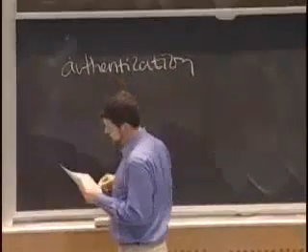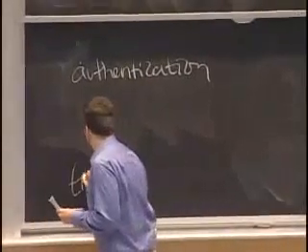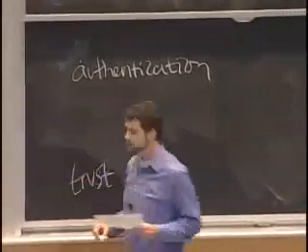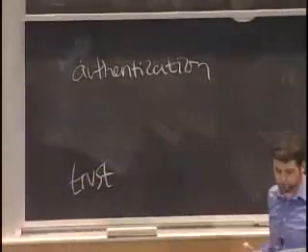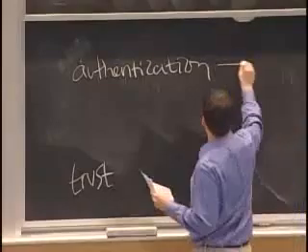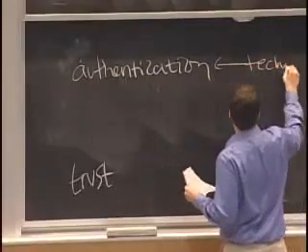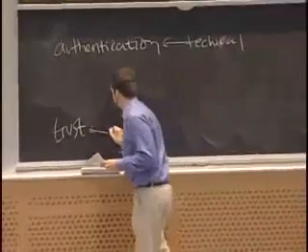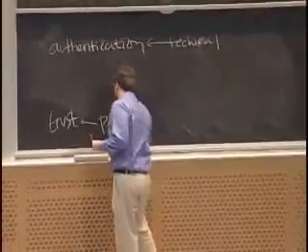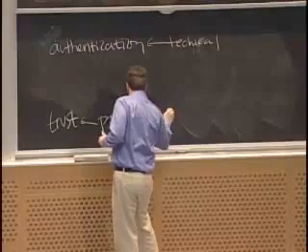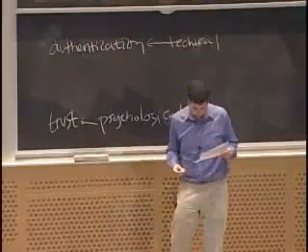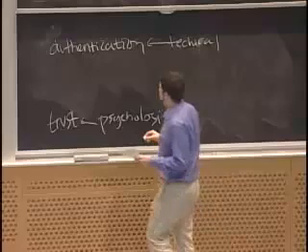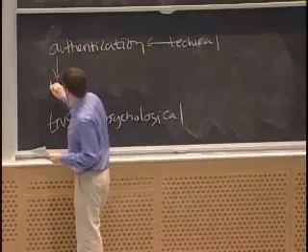And then we have this sort of psychological process of determining whether or not you trust somebody. So this authentication is going to be a technical thing, and this, we're going to describe as being psychological. What these things are connected by is some notion of a name.